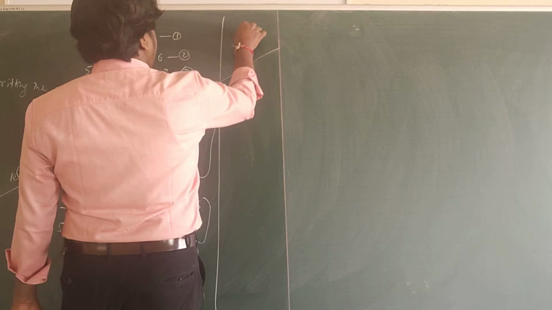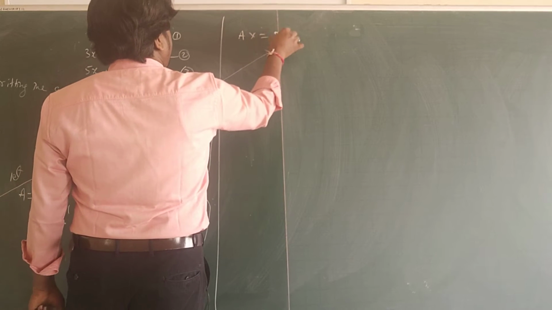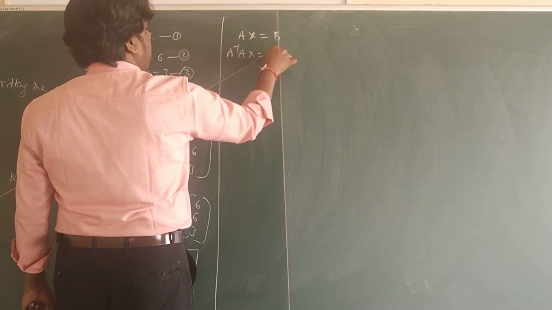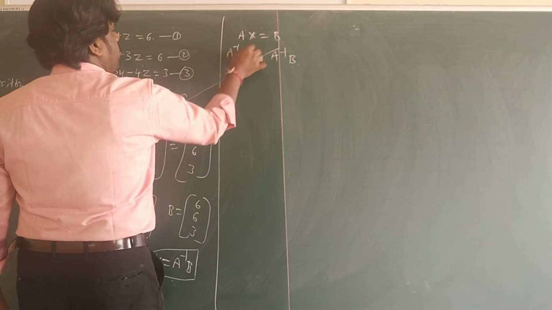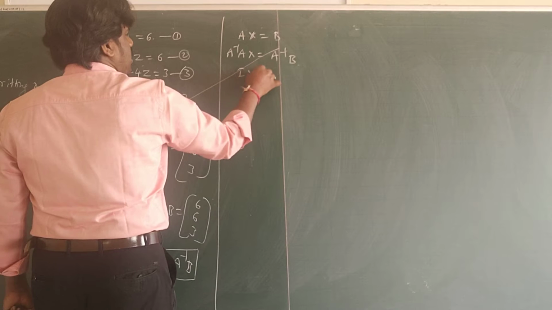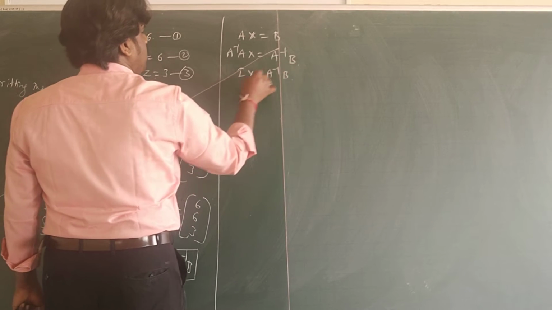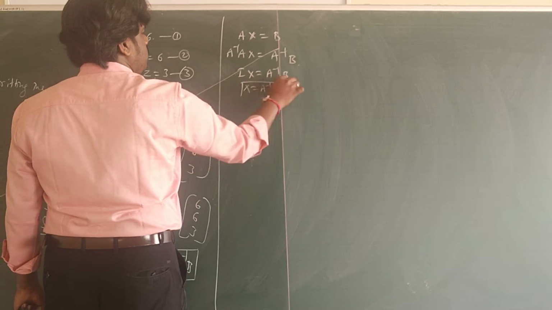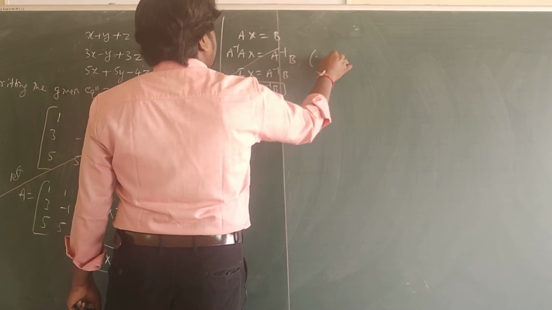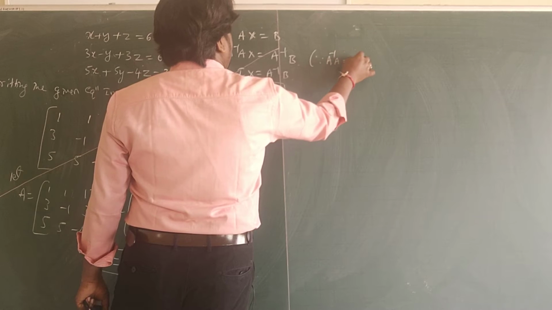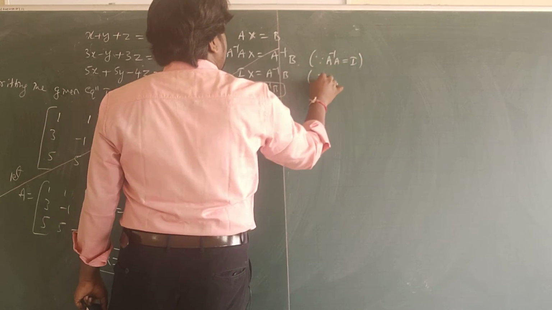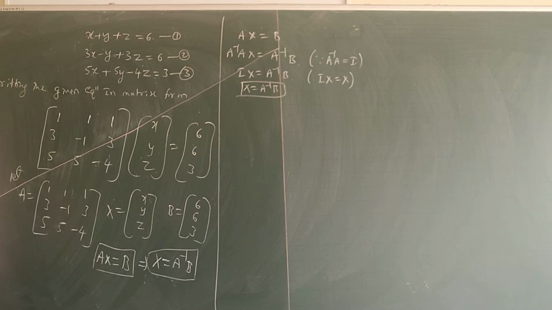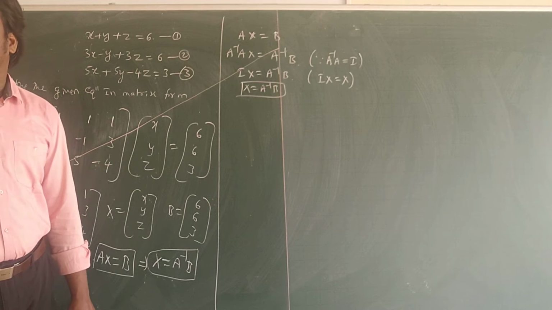So what do you have? AX is equal to B, multiply A inverse on both sides. A inverse into AX is equal to A inverse into B. A inverse into A is I, so I into X is equal to A inverse B. I into X is X, so X equals A inverse B. You got it. Again a simple fundamda: A inverse into A is always I, and I into any matrix gives the matrix itself. So X is equal to A inverse B.